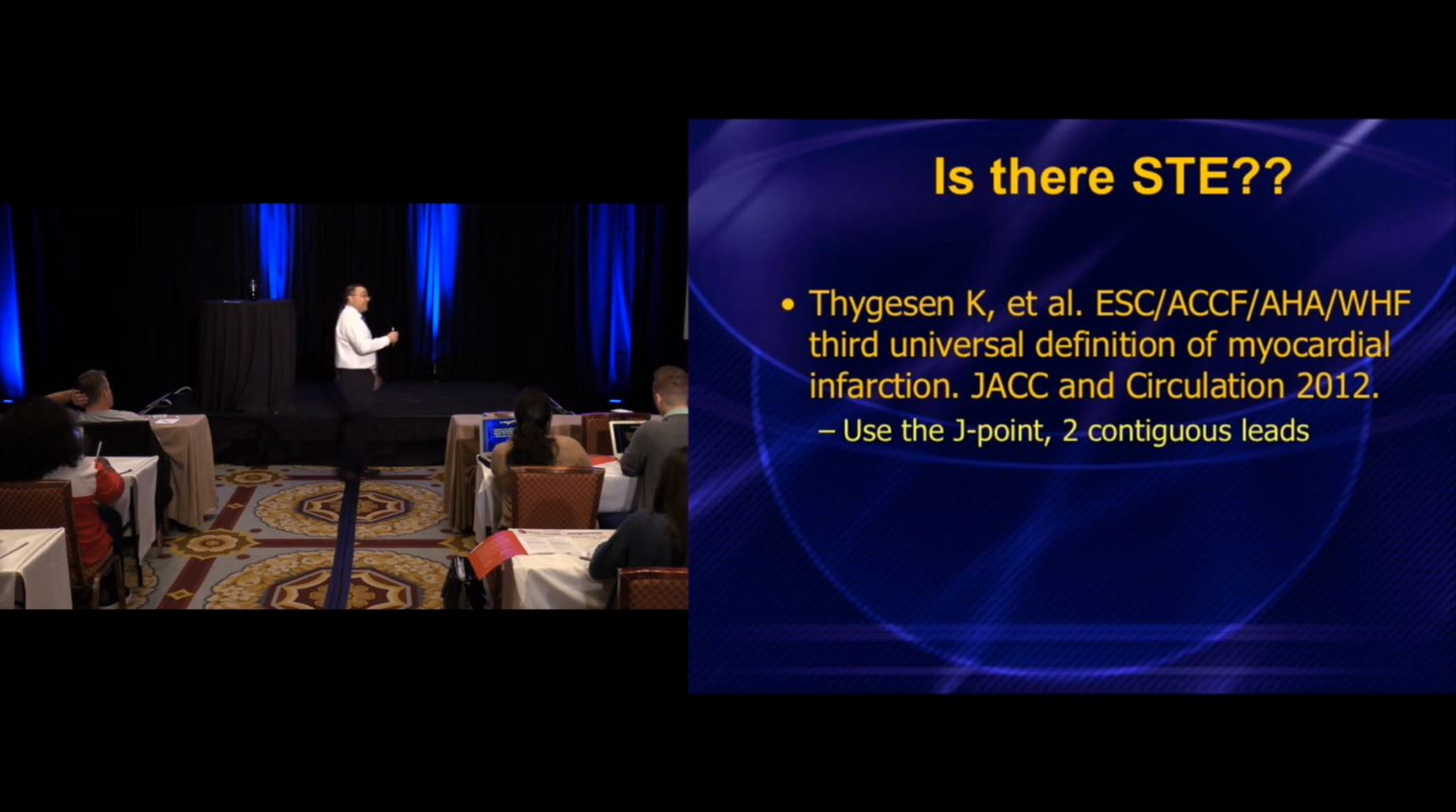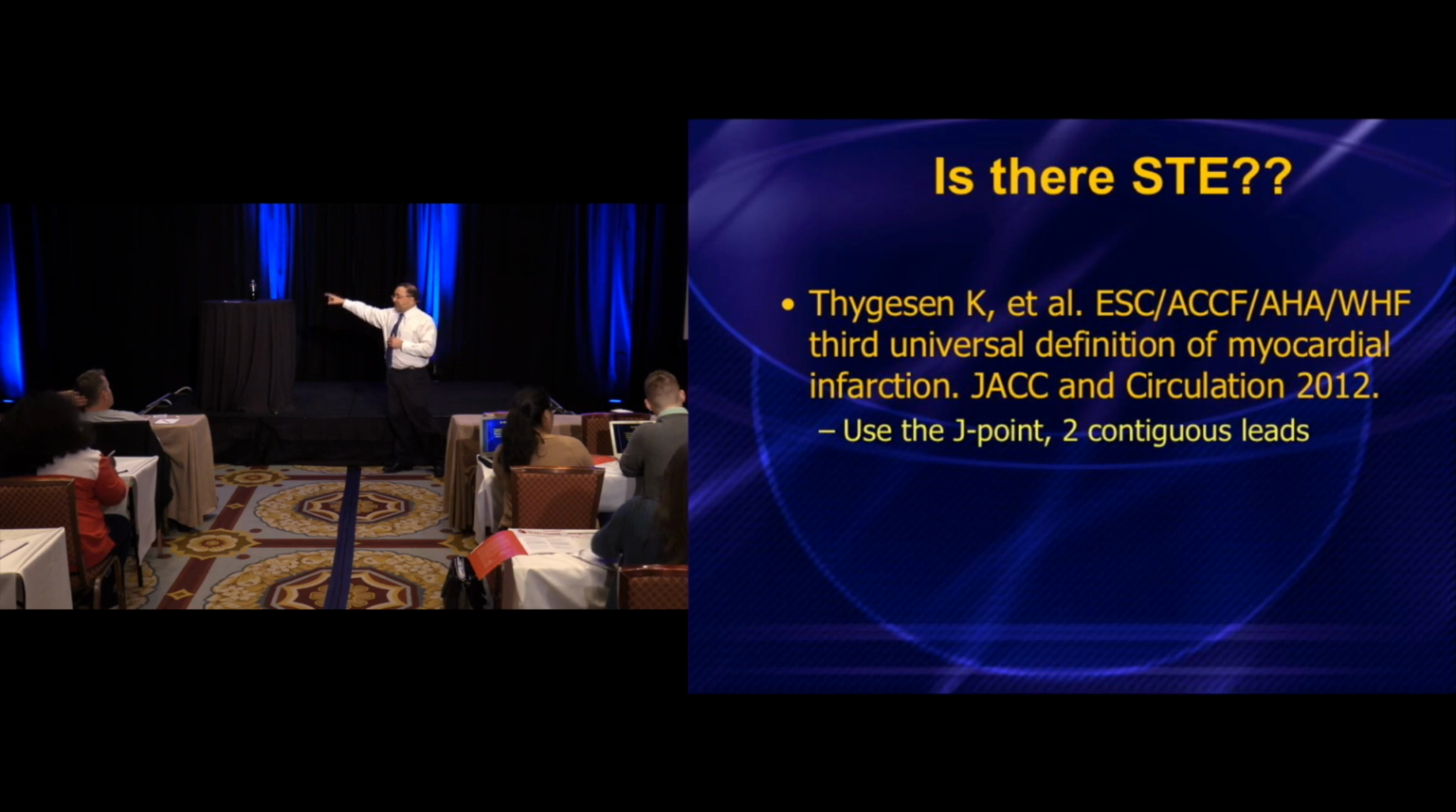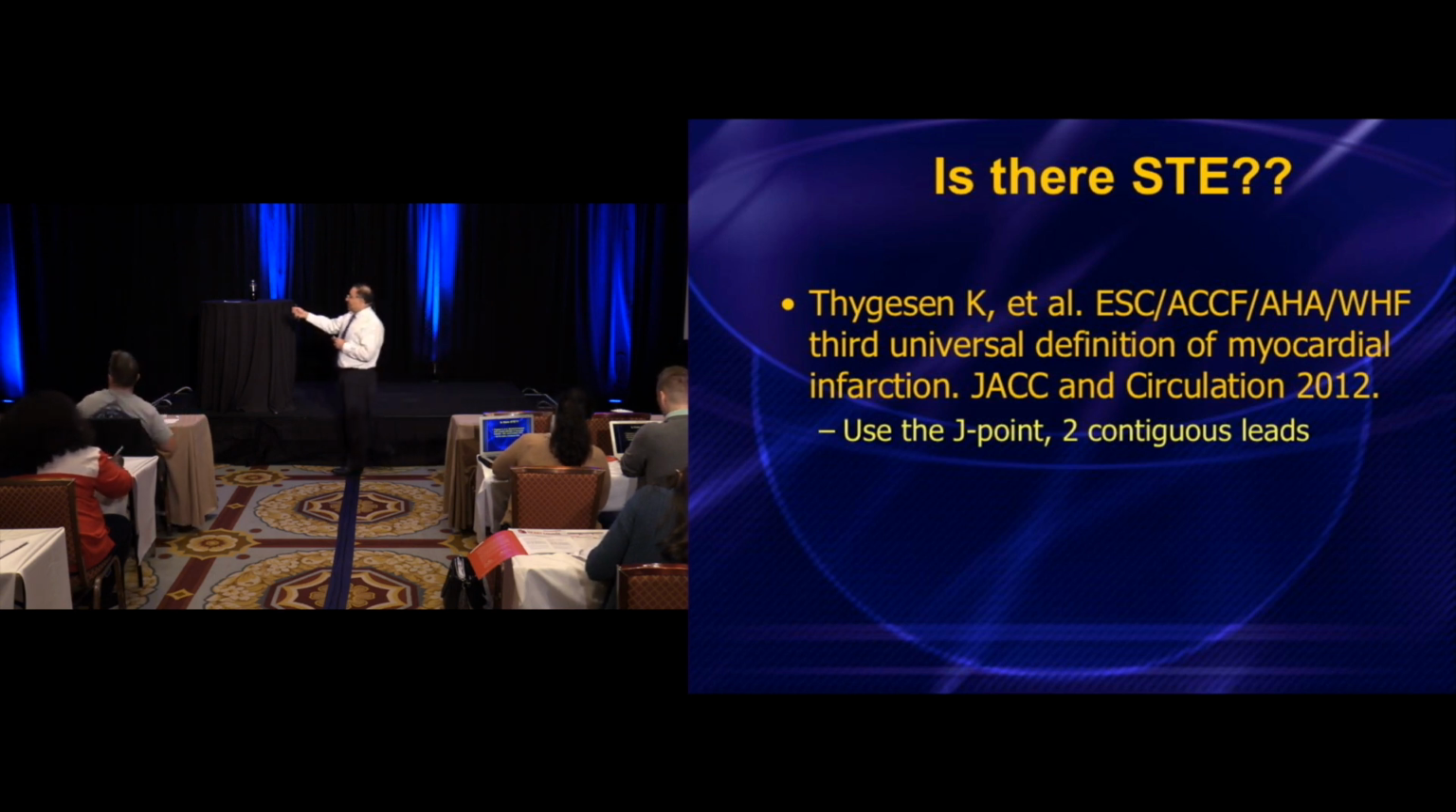And that's an important point because when I was in residency, I was taught you measure it 40 milliseconds after the J point. Wrong. I still hear some people talk about that. And even some people say 60 milliseconds after the J point. Well, according to the universal definition, this is how it's defined around the entire world, even on Pluto, apparently. This is how STEMI is supposed to be defined. You measure it at the J point, not 40 milliseconds later.